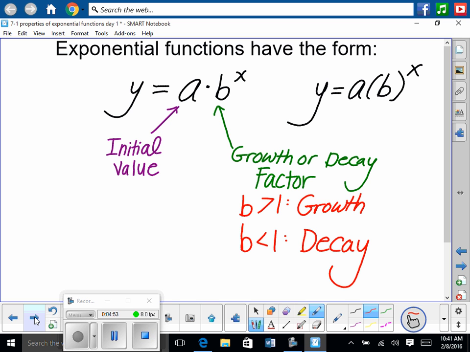Now you might see it written like this: y equals a times b to the x, where b is in parentheses. Either way, they mean the same thing. It's just written a little differently. Is everybody comfortable with that?